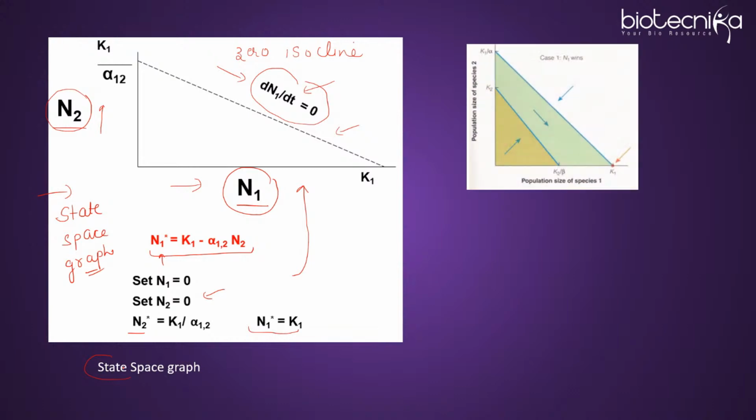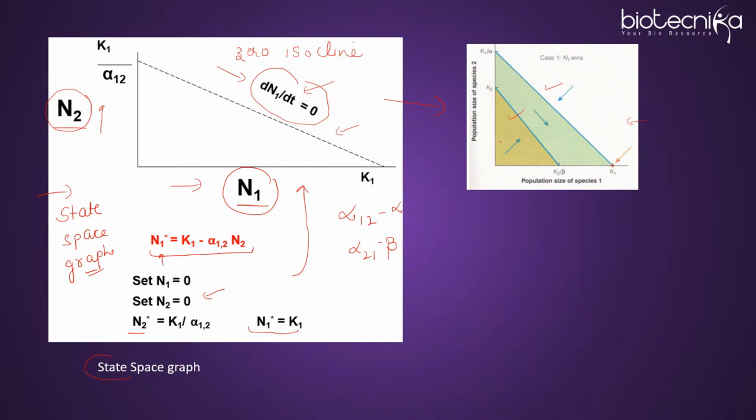Now let us quickly see how we can get the answer to our question. This is a graph where we have the isoclines for both the species on the same graph. This is the isocline for species 1. This is the isocline for species 2. Somewhere you will find that instead of using alpha 1,2 and alpha 2,1, alpha and beta are used, to avoid any confusion. So that is what has been done here. We have alpha and beta. Now, let me share one trick.